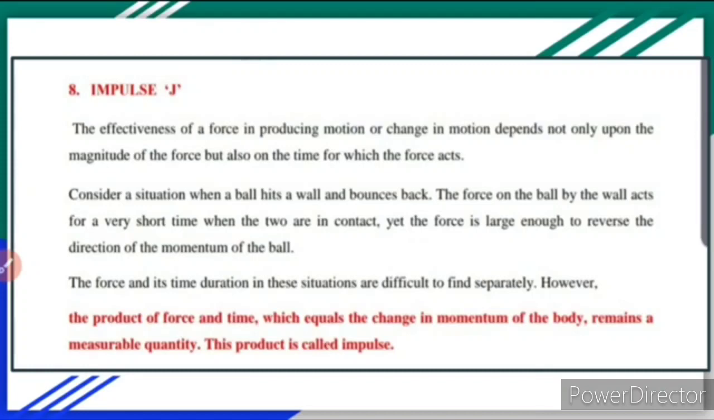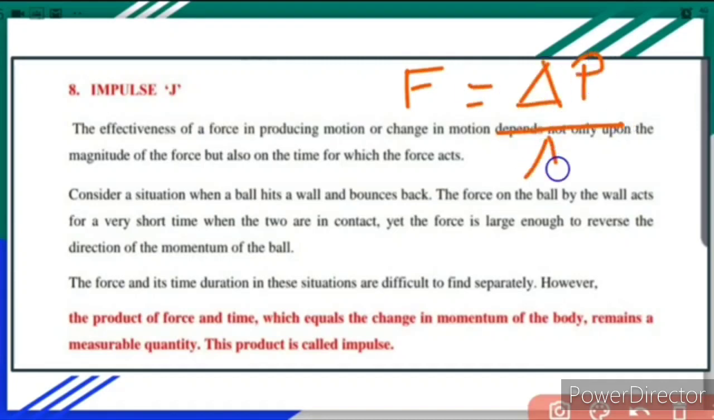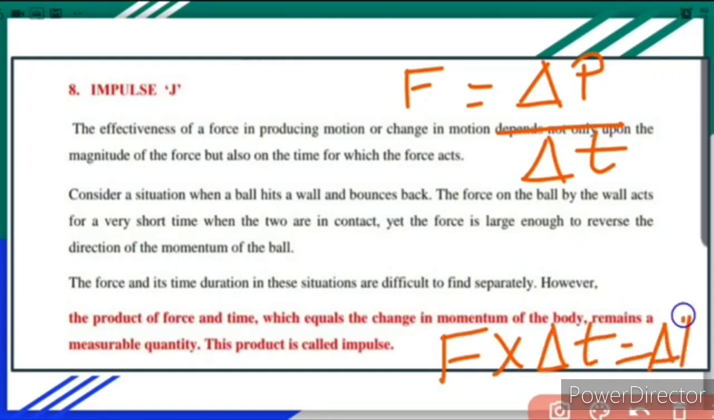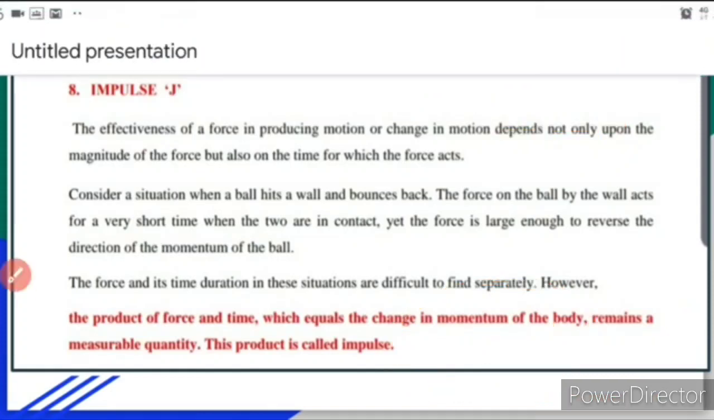So from Newton's second law of motion, we know F is equal to delta P by delta T, where delta P is the change in momentum and delta T is the time in which that change in momentum takes place. So what about the product of force and the time duration? That product, F into delta T, gives you delta P. So this F into delta T is defined as the impulse, and impulse is equal to what? Change in momentum. So this is how we measure the effect of a force which acts for a short interval of time in terms of impulse.